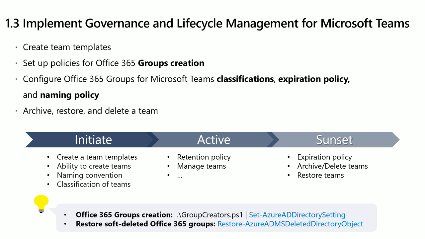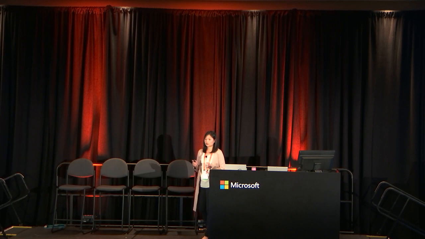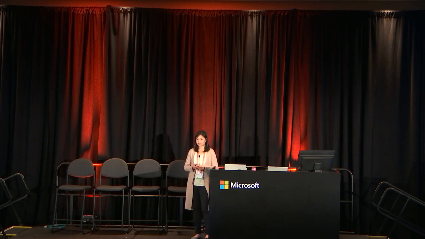You need to know what is 30-day soft deletion. So remember, there are some settings which can only be done by PowerShell. So this is just an example for your reference. And this is a screenshot that shows you the way to create expiration policy and naming policy from Azure AD Admin Center. Note the classification can only be done by PowerShell.